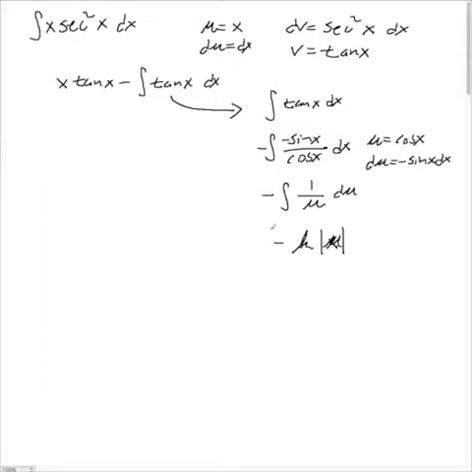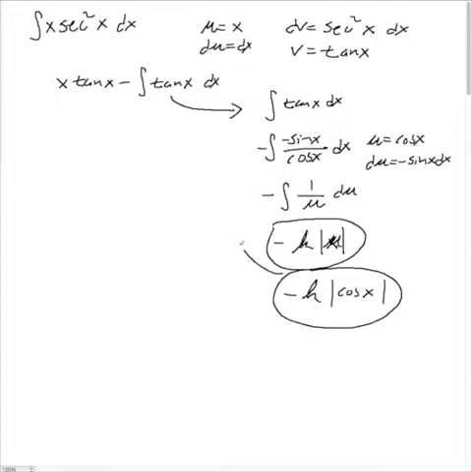But for now, let's change it back to x first. This is really the natural log of the absolute value of cosine x. Okay, so now let's take all of this and put it back in for that. So now what we have is x tan x minus the negative natural log of the absolute value of cosine x, and always plus constant.